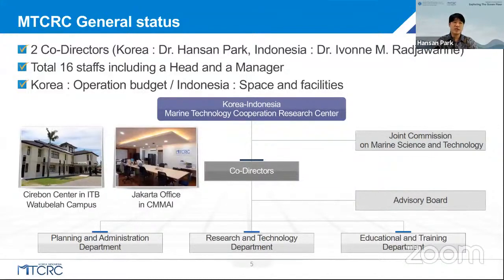We have 3 main departments. First one is planning and administration, second is research and technology, and third one is education and training. And especially we have 2 more operation bodies. That is the joint commission on marine science and technology. It is the very important body to decide the important things between two governments. So main members consist of the two governments, and also we have an advisory board. The former deputy minister of CMMAI is chairman of the board, and also Professor Sapan, Professor Dietrich, Professor Widodo and Professor Zainar are also members of this advisory board.